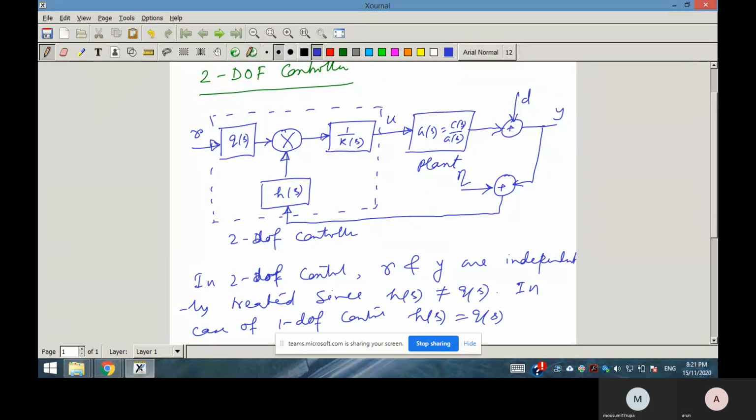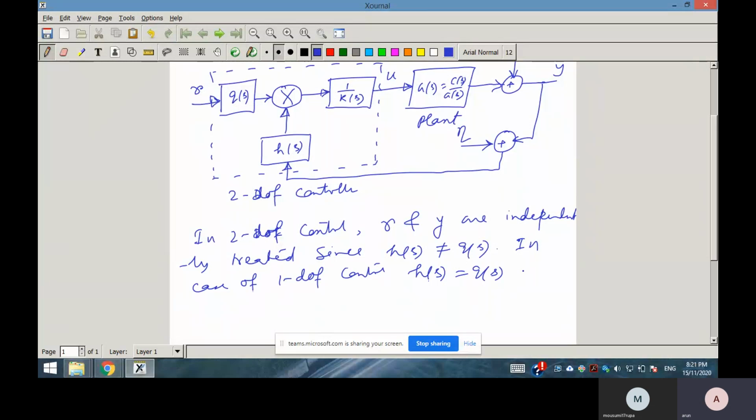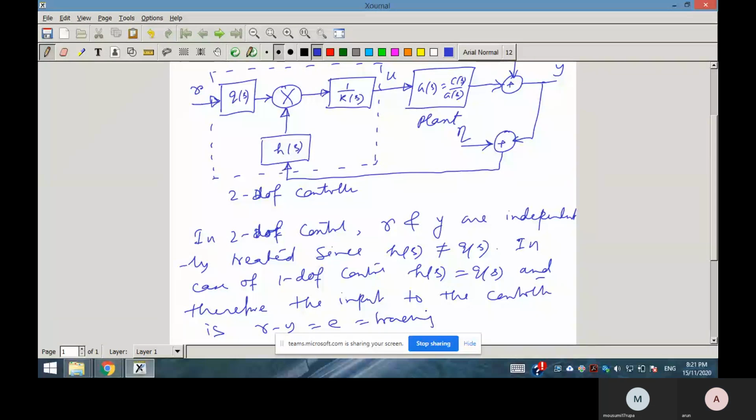Okay, so I have written in case of 1 degree of freedom, H(s) equals Q(s), and therefore the input to the controller is R minus Y, equal to the error, the tracking error. Okay, so this I have written. This is an important information.